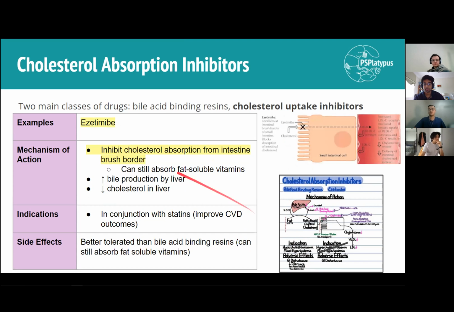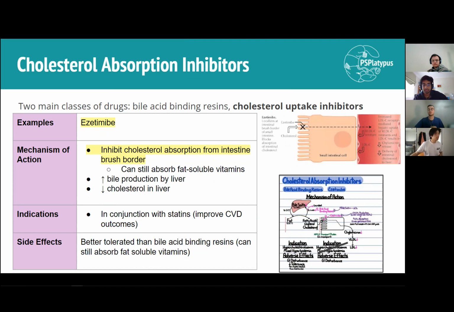Now we come to an important drug, important because it's on your core drug list. It's called ezetimibe. And in this case, what I would say is a true cholesterol uptake inhibitor. The previous one wasn't really inhibiting cholesterol uptake. It was sort of working through bile to prevent cholesterol being reabsorbed in the form of bile and just taken out in the form of feces.